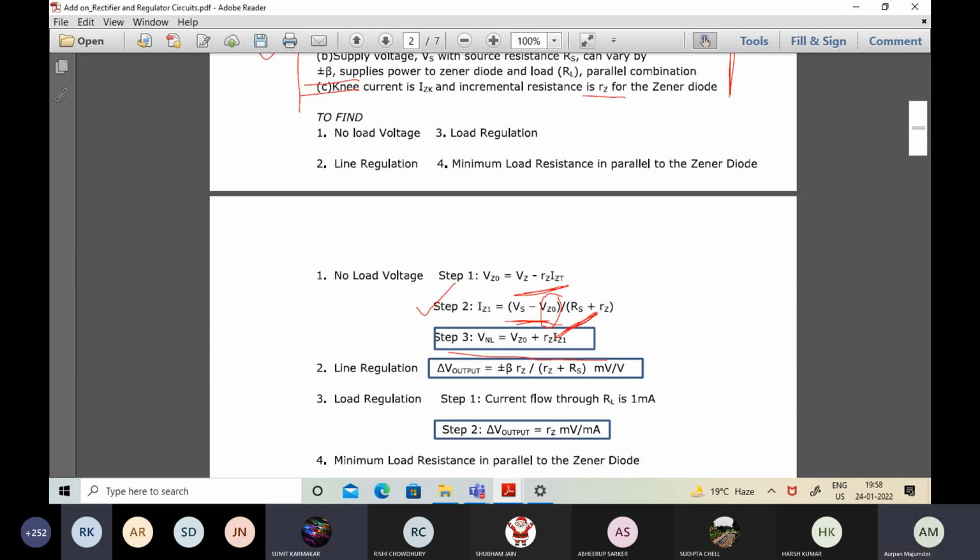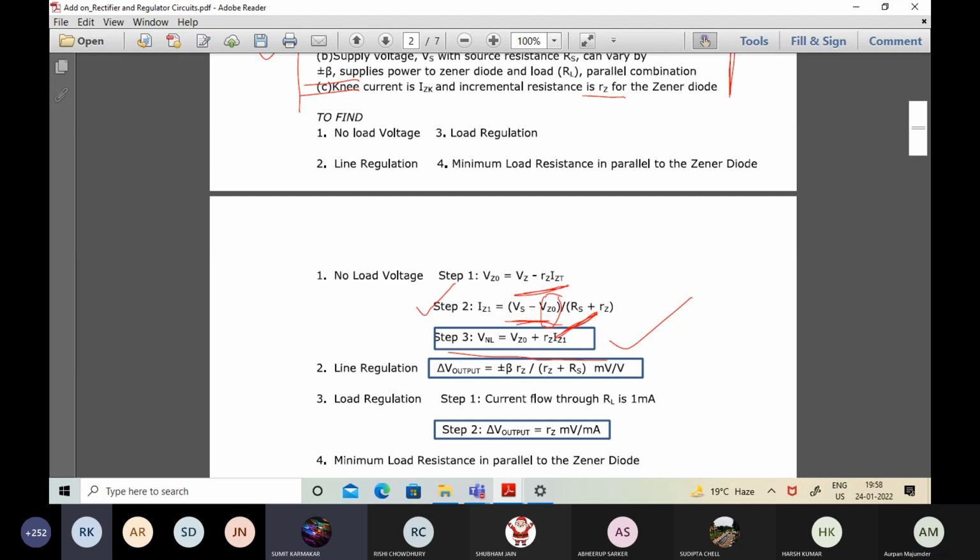And then if you apply the polarities and all, you get the value of your Iz. Once we have the value of Iz, which is the same current flowing through the source resistance as well, we have the no load voltage across the Zener to be equal to, as being shown, Vz naught plus Rz into Iz1. Fine.